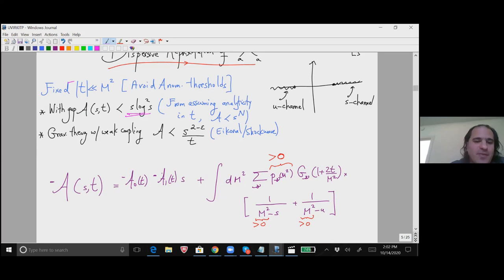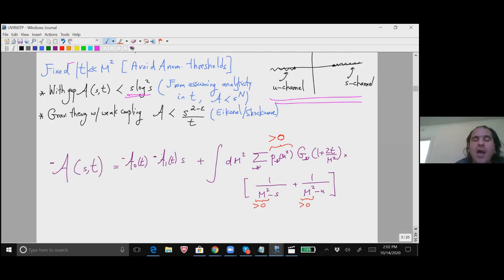But in any case, both of these things tell us that in the approximation we're talking about here, where we're ignoring the massless loops in the low energy theory, the amplitude has this dispersive representation as a function of both s and t. Again, t is fixed, and this is using Cauchy's theorem in the s plane.